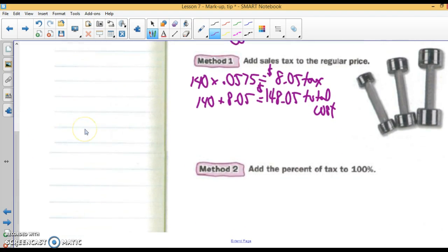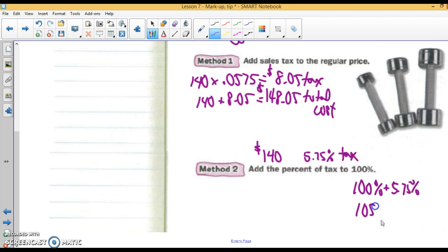Now, we're going to do this a slightly different way. Our equipment costs $140, and our sales tax rate is 5.75%. Now, think of this. If I'm paying for this $140 and I'm paying for 5.75% tax, aren't I paying 100% of this and 5.75%? So 100% plus 5.75%. We are actually paying 105.75%.